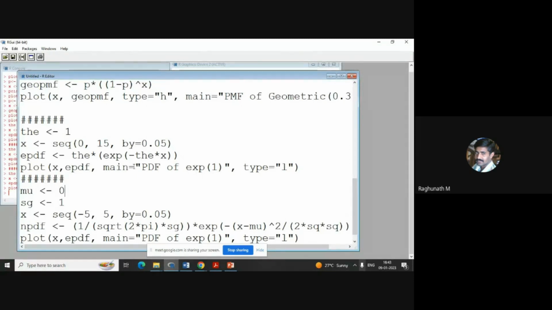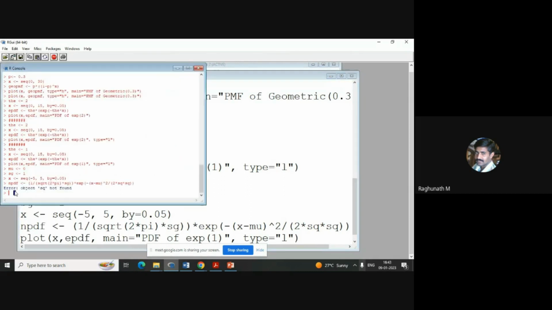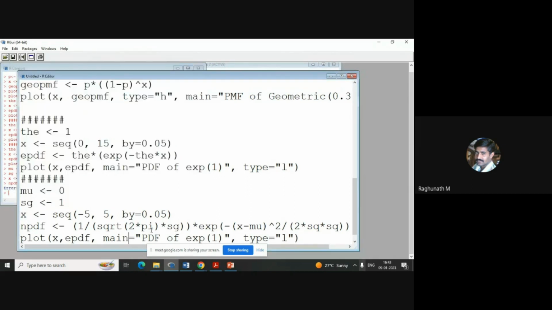Let me run only up to this point, and plot we can go later on. There is an error. Okay, SQ. I think I have used SQ in this. That is SG.